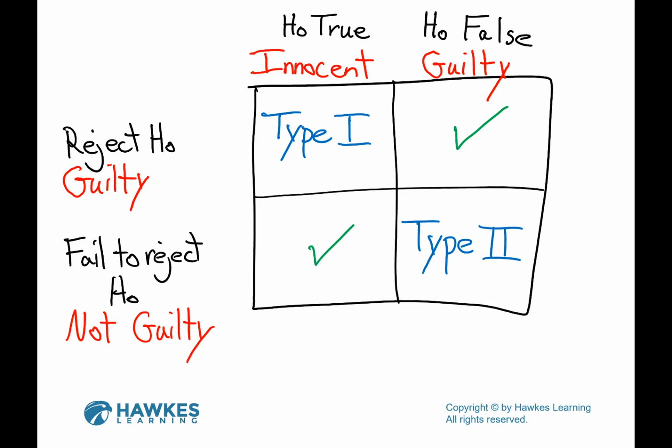Anybody want to put yours out there? Do you think it's worse to convict an innocent person or let a guilty person go free? All right, so we got a mix. Typically, the majority of people tend to gravitate toward the idea that it's worse to convict an innocent person. And the way our court system's supposed to be designed, that's the one that we try to minimize.